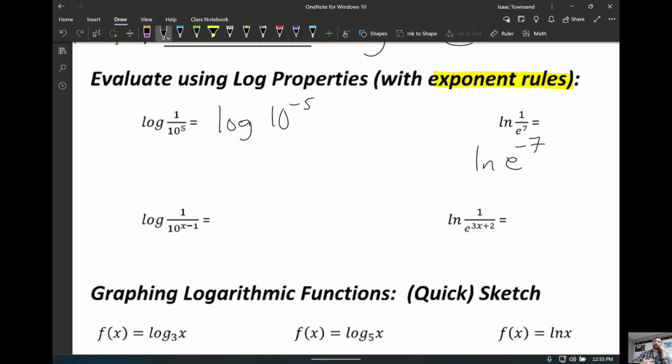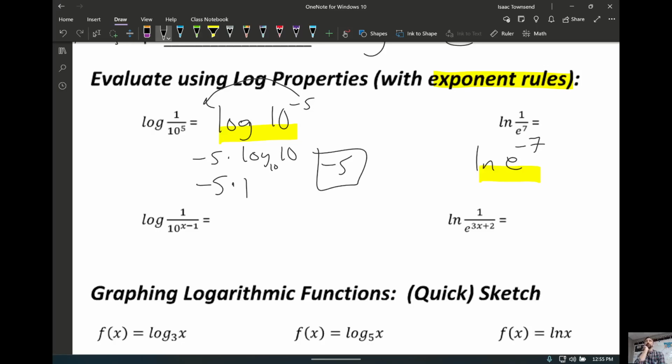The reason why I think to do that first step is because now I can fall back on the other stuff we've talked about today. -5 is an exponent on something I'm taking the log of, so I'm free to bring that down if I'd like to. What is the log of 10? 1, because this is asking 10 to what power gives you 10. So in the end, your answer just came from -5 times 1.